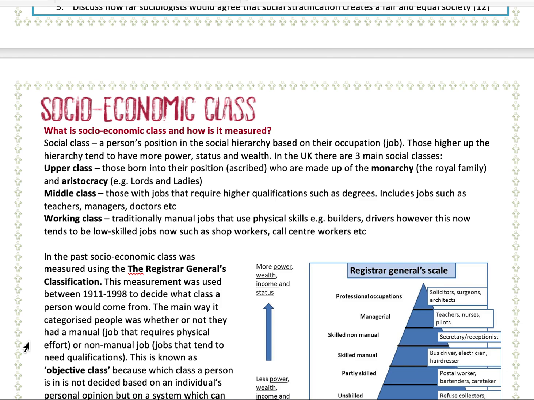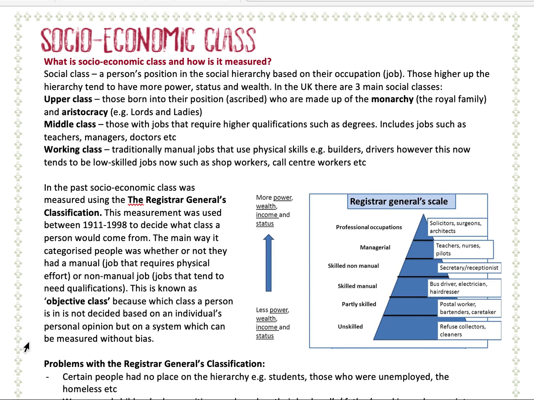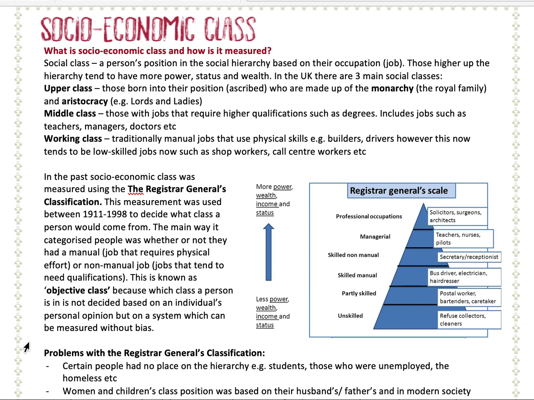You also need to know what is meant by socio-economic class, so literally social class. So we have 3 social class groups. The upper, so ascribed, born into their position, it includes the monarchy and the aristocracy. The middle class are those with jobs that require qualifications, for example, teachers, and then the working class, so usually manual jobs that require more physical skills or more routine work, so things like hairdressers, call centre workers, etc.